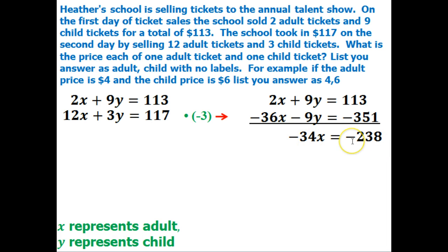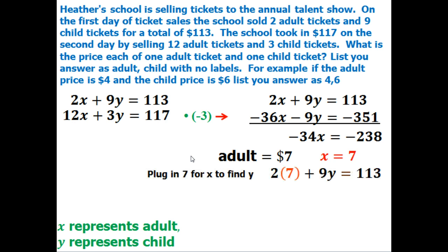If I divide both sides by 34, I identify that x equals 7. Now, x represented the price of the adult ticket. So in this case, the adult ticket costs $7. Now that I found x, I can plug in my value for x into these equations in order to find y. You can plug it into either the top or the bottom equation. It does not matter. Either one will work. I chose the top one, but it doesn't matter which one you do.